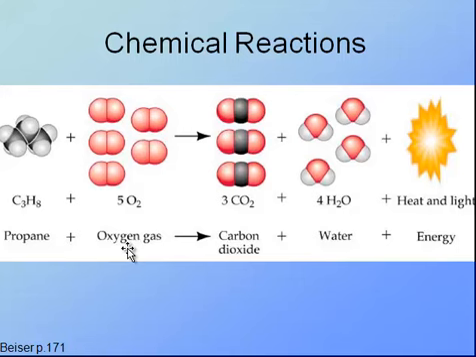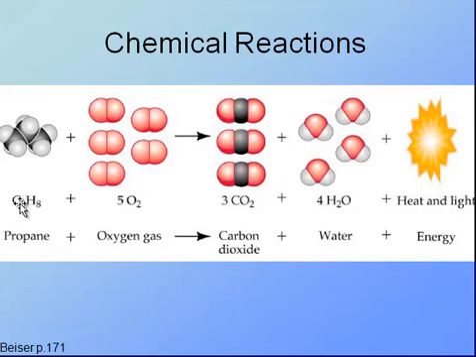If you go out in the backyard and you fire up a grill, you're taking propane and combining it with oxygen. What happens is you cook your hamburger, but in the process you are turning propane and oxygen into carbon dioxide and water and heat and light. So this little picture shows the chemical reaction.